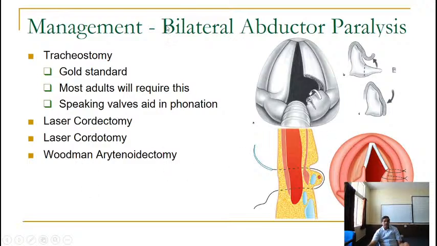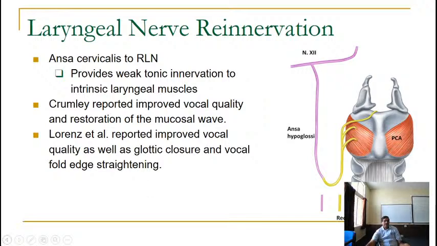So this is the management of bilateral abductor paralysis, and sometimes, apart from this, there are some procedures where you can lateralize the vocal cord by stitches, and then the air passage is open. The air passage has to be adequately open. Okay? So you can compromise here with the speech. Usually that is what happens.